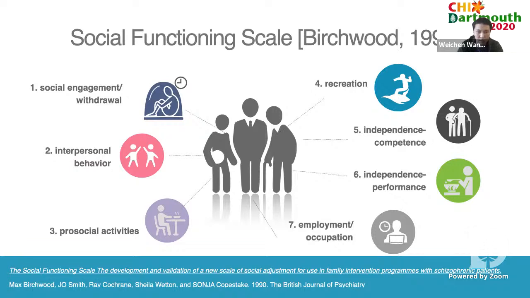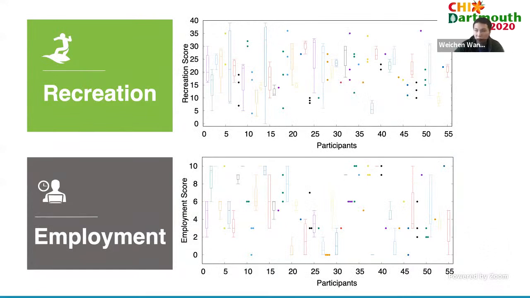And recreation, which gauges the engagement in a range of hobbies, interests, and pastimes. Independence competence asks about the ability to perform skills necessary for independent living. And independence performance rates the performance of skills necessary for independent living. Finally, employment relates to the engagement in productive employment or a structured program of daily activity. So in this work, 55 participants in the smartphone arm who were complying with the study and social functioning assessment are involved in the analysis.